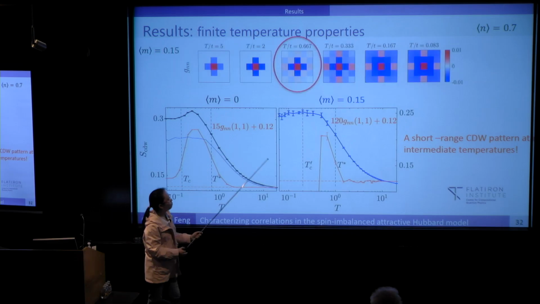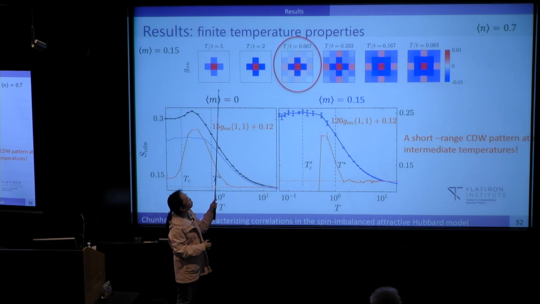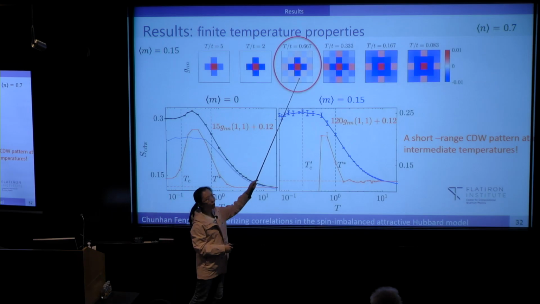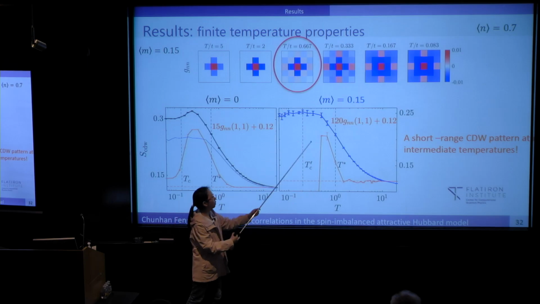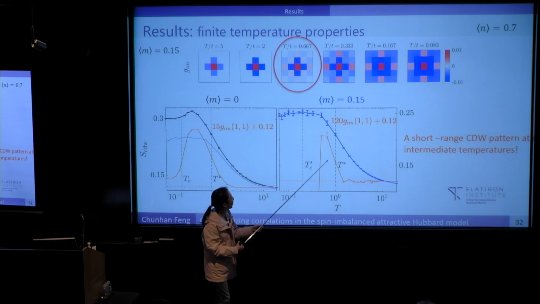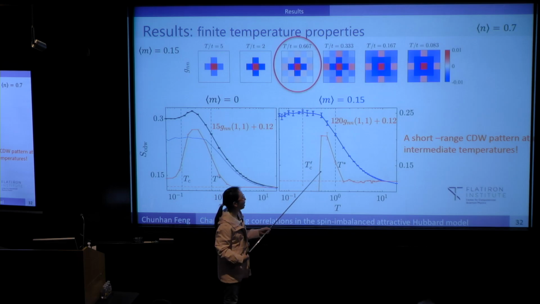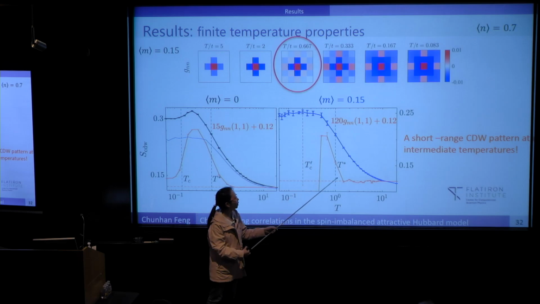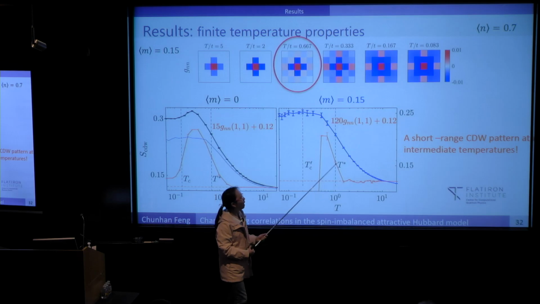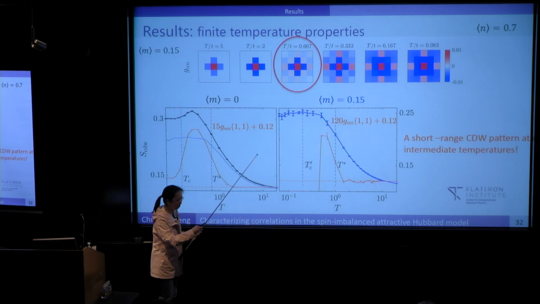And for the spin-imbalanced case, as we have seen previously, there is a much weaker CDW pattern also in this pseudo-gap. Maybe we should not call it pseudo-gap anymore in this intermediate temperature regime, but it is in a much more narrow region, and the amplitude is also much smaller than the other one.